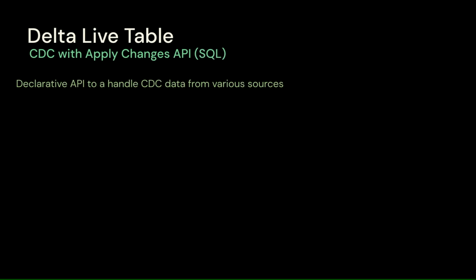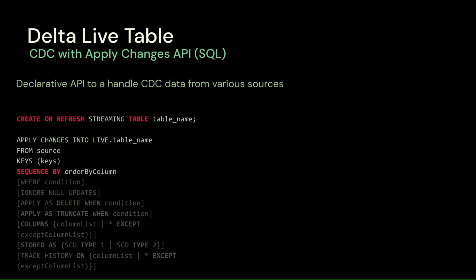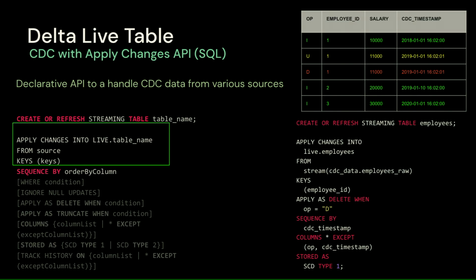Here's the SQL variant of the same API. Again, you have many clauses, but those are all optional. You just need to create a streaming table and then say apply changes into your target table from your source table, with primary keys and an order by column. And here's a concrete example, again the same example written in SQL.